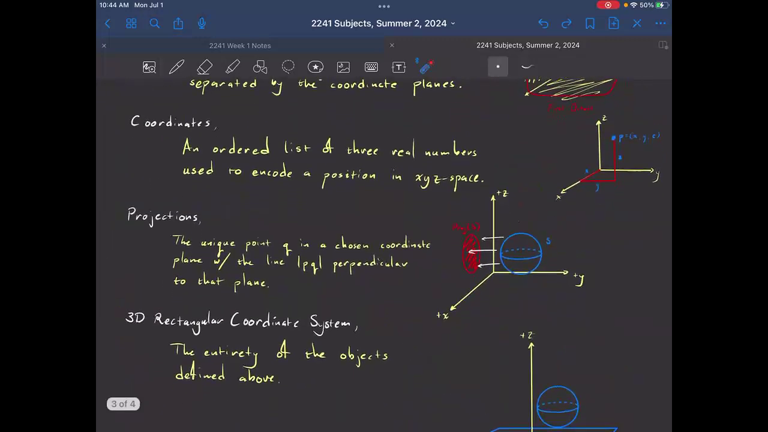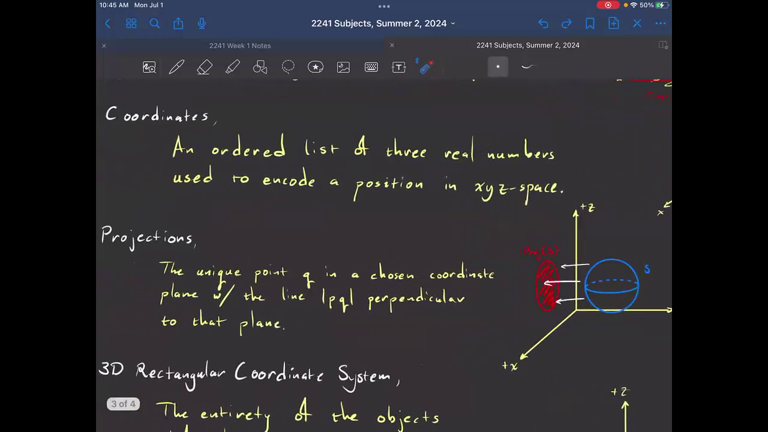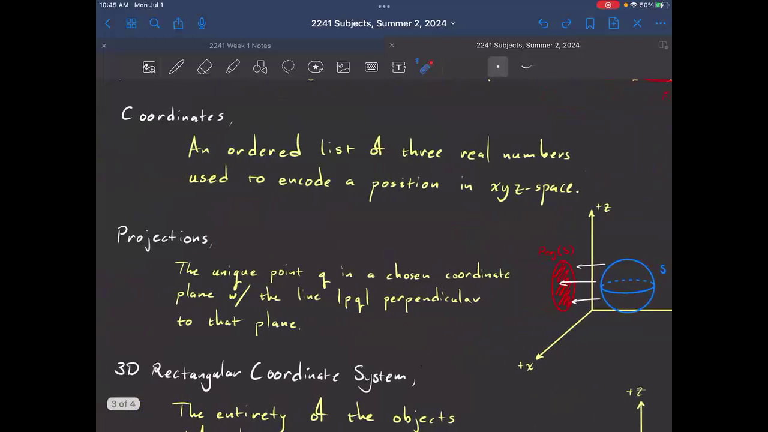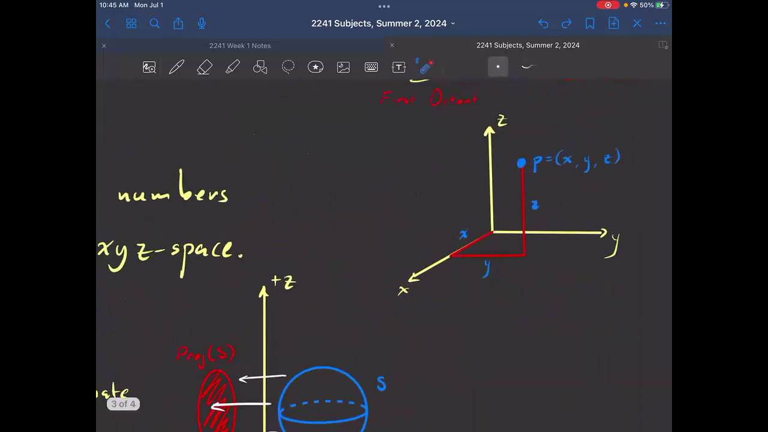All right, next up we have coordinates. You know what coordinates are, but I have to tell you what they are in 3 dimensions just to be clear. They are an ordered list of 3 real numbers used to encode a position in XYZ space. And we write those coordinates using parentheses and commas. So (1, 2, 3): first position, second, third. Now visually, you can think of that as walk along X, then Y, then Z, and you get to the position you want to be at.